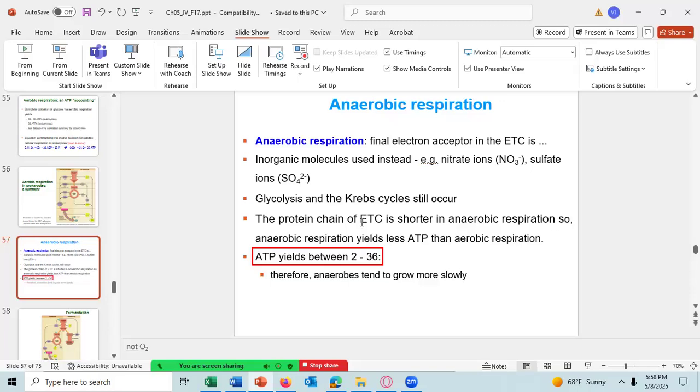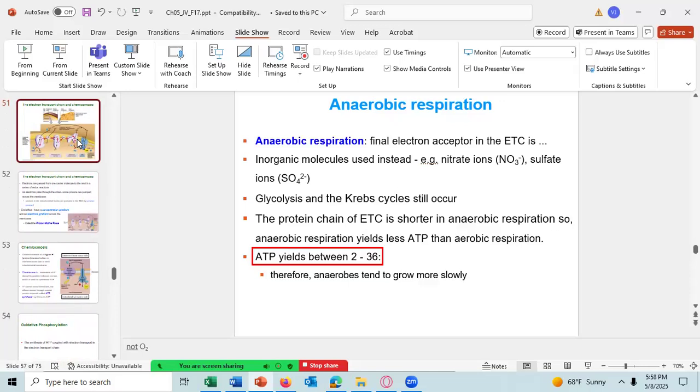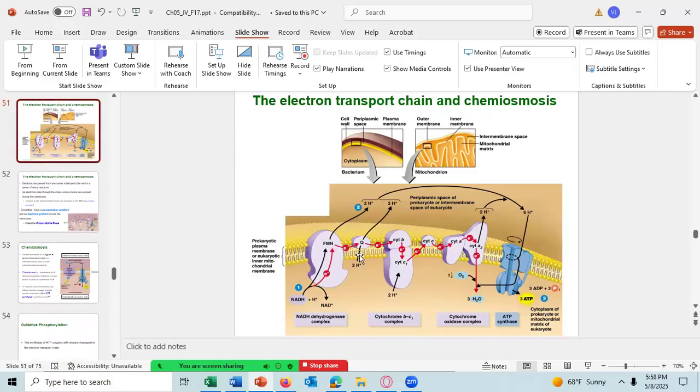The chain of proteins in the electron transport chain is a little shorter. So let me show you that again. Right here. It's a little shorter chain, so instead of being 1, 2, 3, 4, 5, well, 6, we count that one, instead of being 6, it'll be shorter. Depending on which form of anaerobic respiration it is, it can be a lot shorter or it can just be 1 protein shorter.